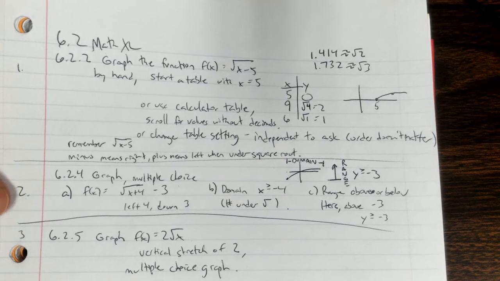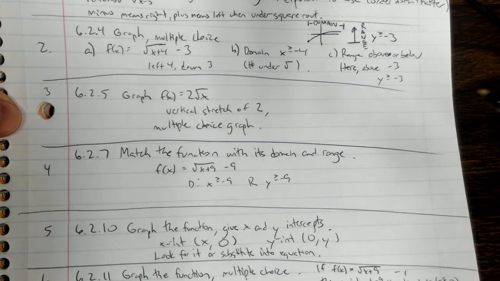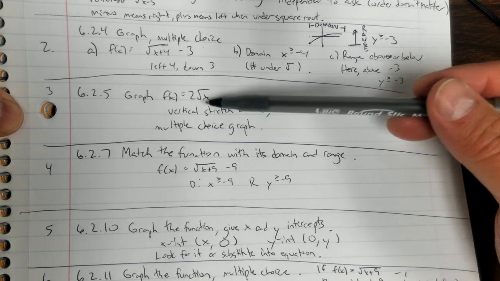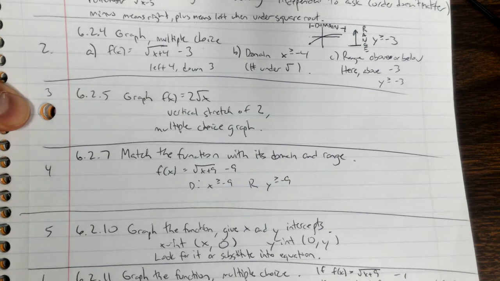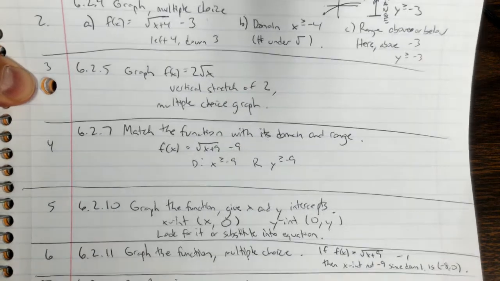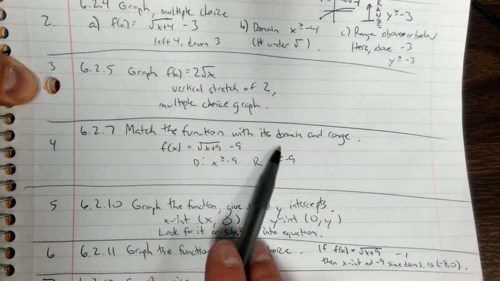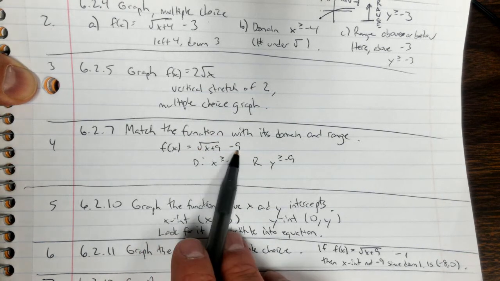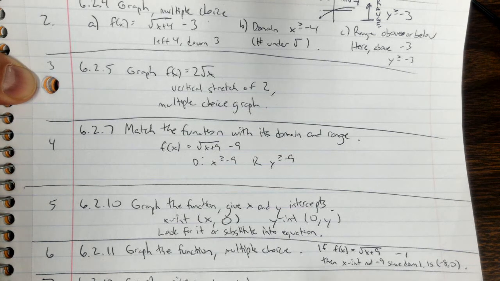Okay, so I know this is mostly a review, but I thought that was pretty good to talk about. Then the next one, you have graph 2 square root of x, so that's a vertical stretch of 2, and it's just a multiple choice graph, pretty basic. The next one says match the function with its domain and range. So you're given this function or something like it, and then you got to pick the correct domain and range.